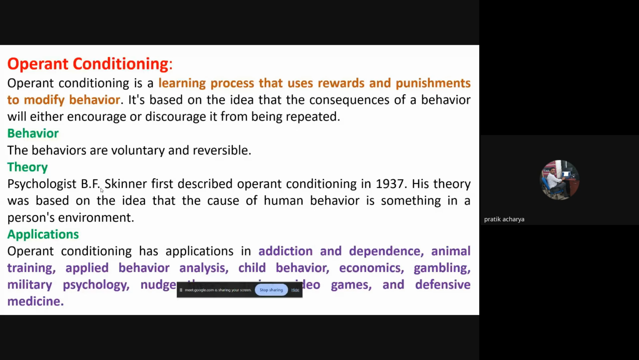So what is the theory? B.F. Skinner first described operant conditioning in 1937, and there is a box known as Skinner's box. In a later slide, we will discuss this box. His theory was based on the idea that the cause of human behavior is something in a person's environment. Every organism, not only human, every organism's behavior, depends upon certain conditioning.